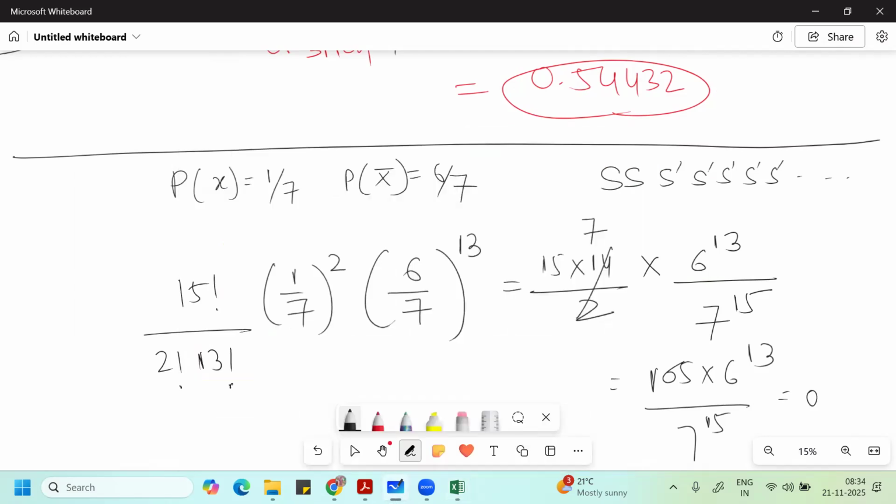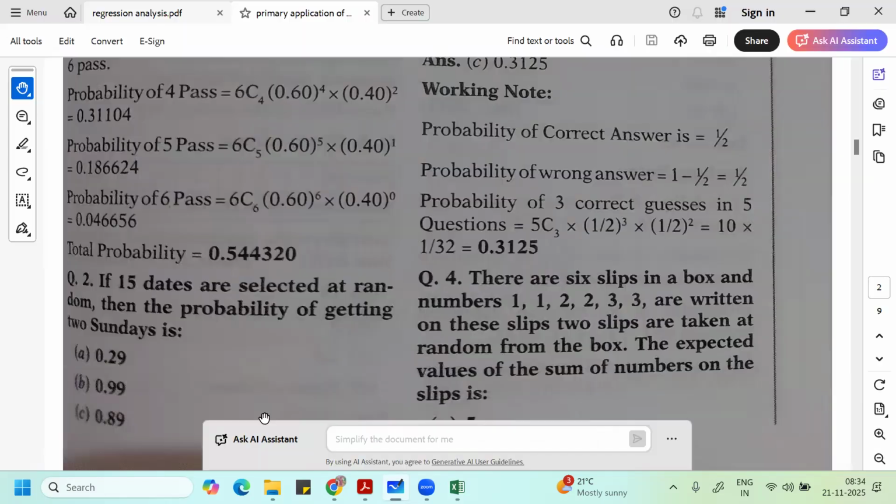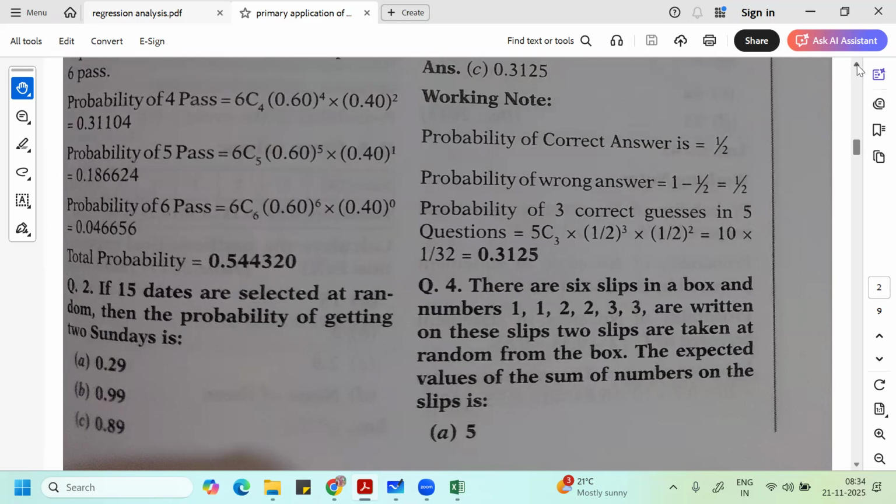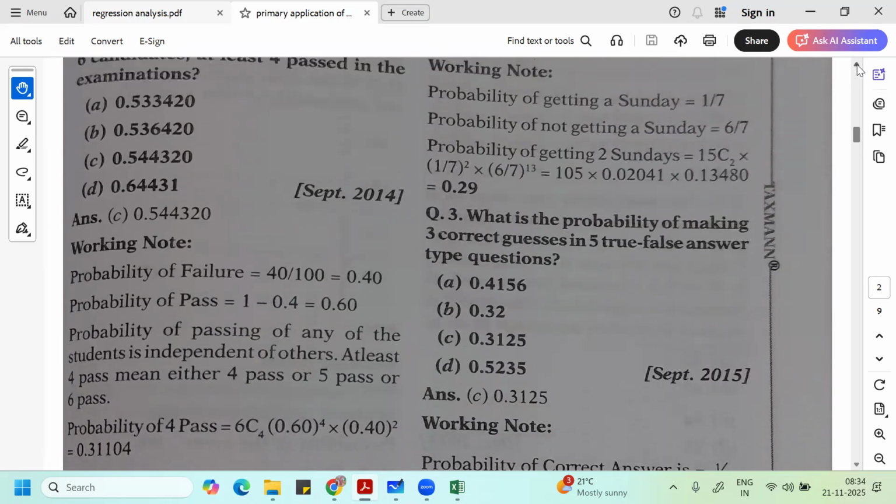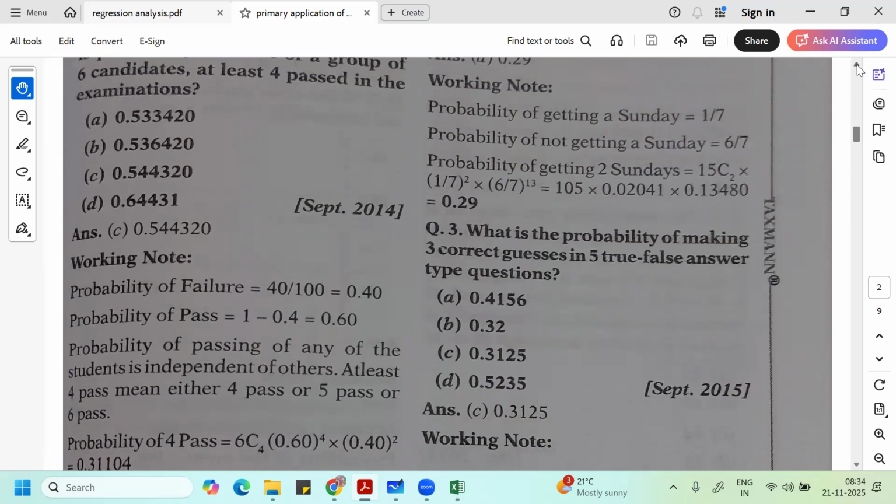So the answer is 0.2888. This is your answer. Means 0.29 would be your answer. Fine. What is question number three?